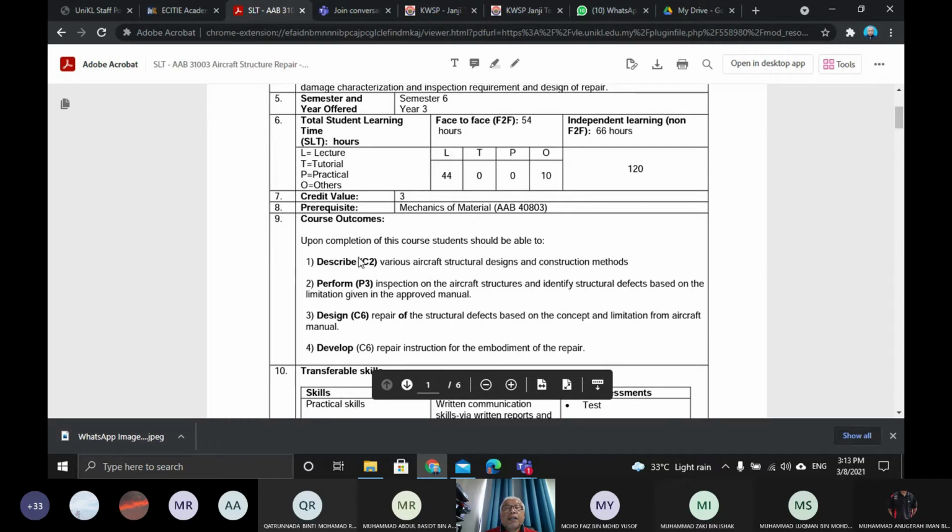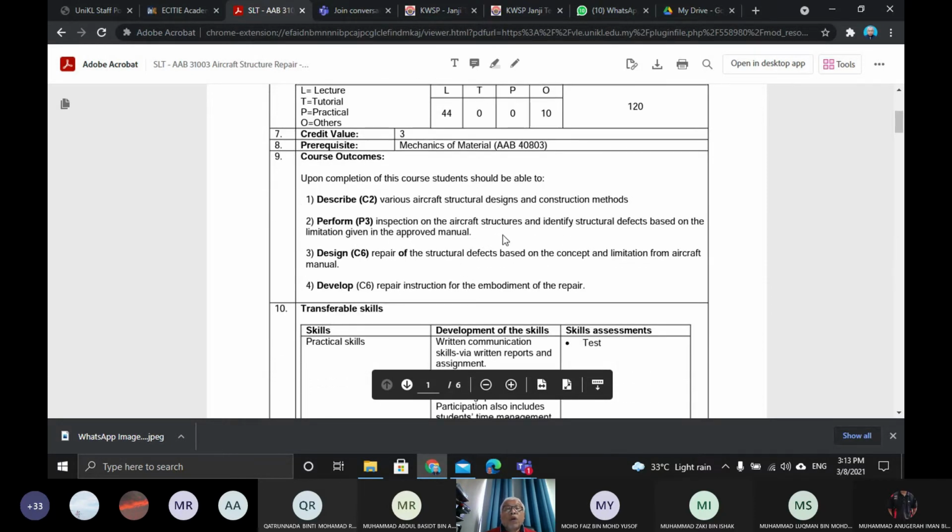And the course outcome, after going through this course, what you get: you must be able to describe various aircraft structure design and construction. So before you are doing the analysis, before you are doing inspection on the structure, you need to understand the structure construction. For this class, we focus more on metallic structure. So you need to understand how the aircraft structure is constructed, and you also need to understand all the various components making up those structure constructions.